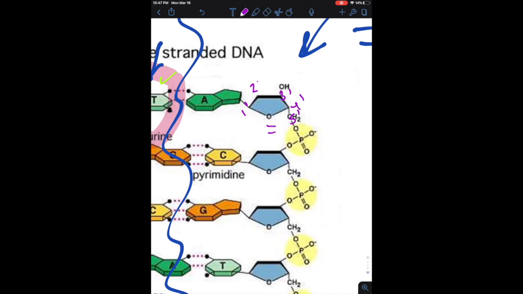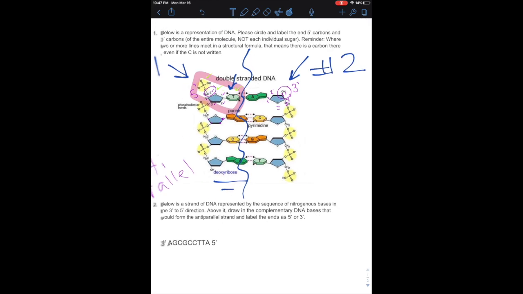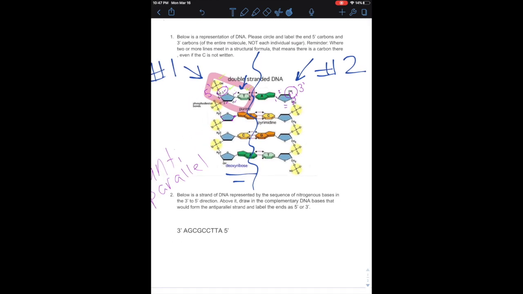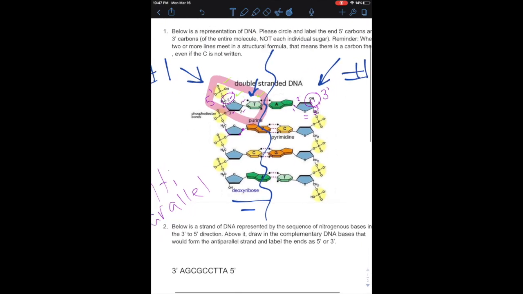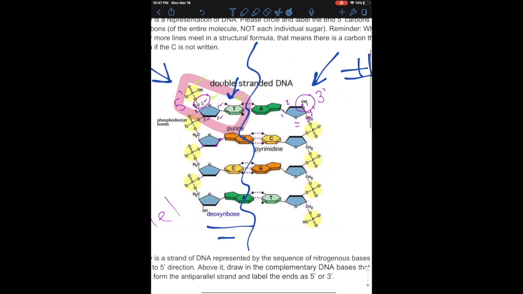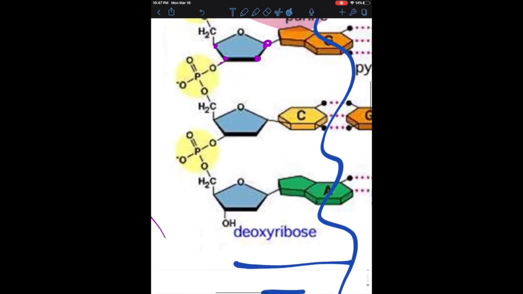What carbon is hanging off of the DNA? The 3'. 3' carbon is always attached to an OH group. This is the 3' side of DNA. Look at, they're anti-parallel, right? This side starts with 5'. The number 1 strand starts with 5'. The number 2 strand starts with 3'. And again, anti-parallel, so we can already assume what's going to happen on the bottom.